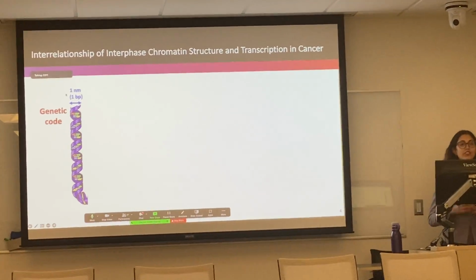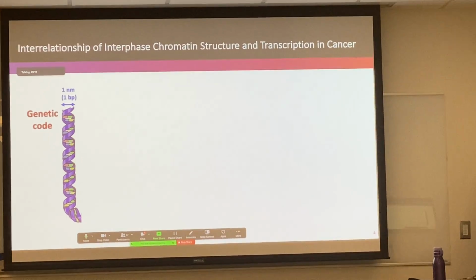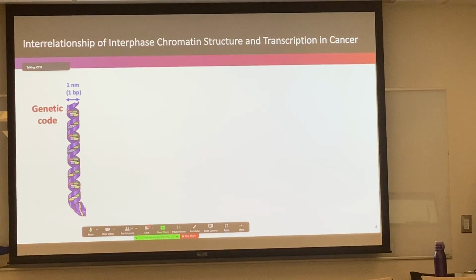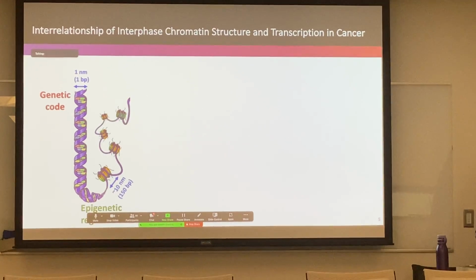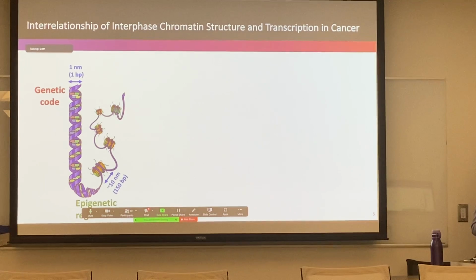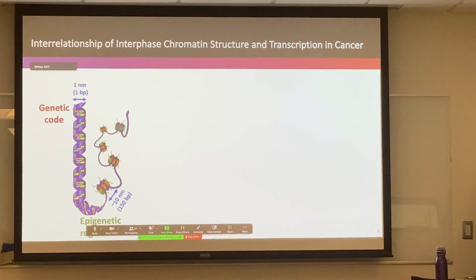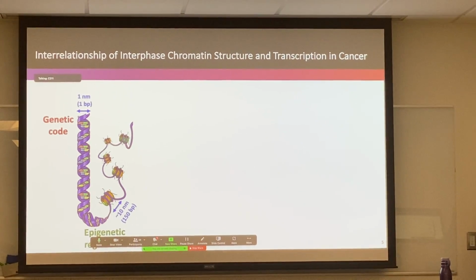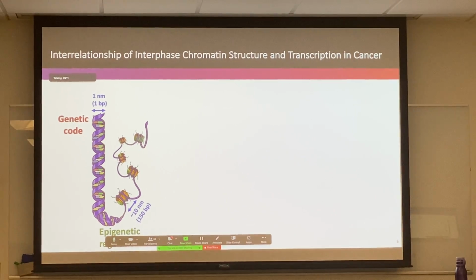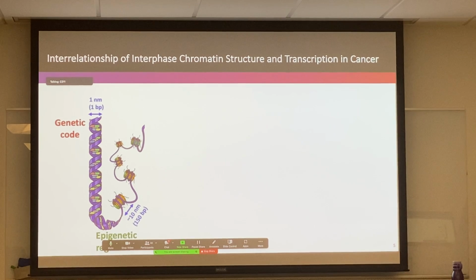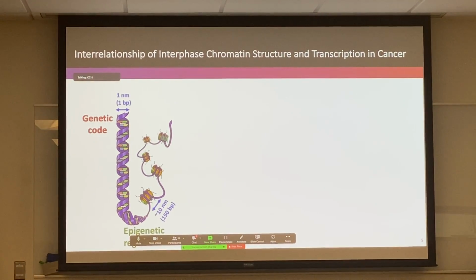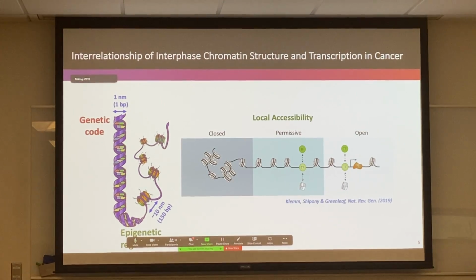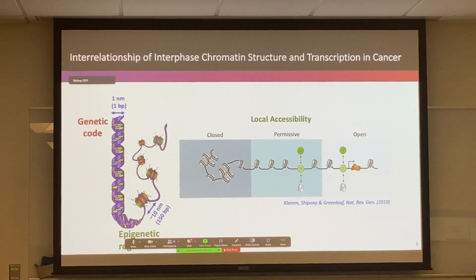At the level of the genetic code, certain genes and the nucleotides can be mutated to influence the functionality of proteins. Above this level, chromatin is organized at the level of nucleosomes, which are composed of DNA that's wrapped around histone octamers. And each of these octamers have intrinsically disordered histone tails, which can be chemically modified to form our epigenome. And the epigenome contributes to local accessibility to transcription factors.